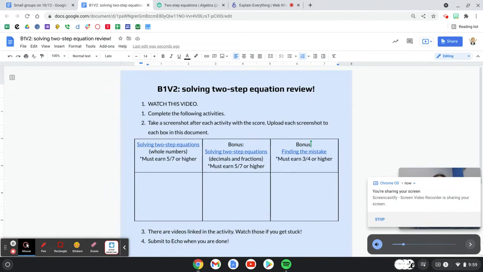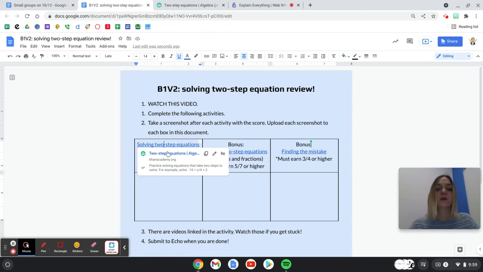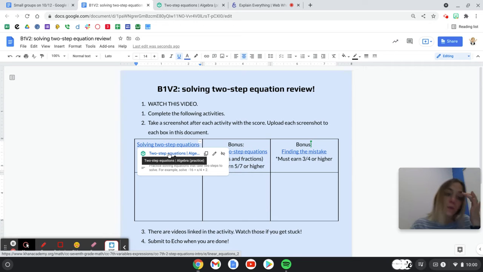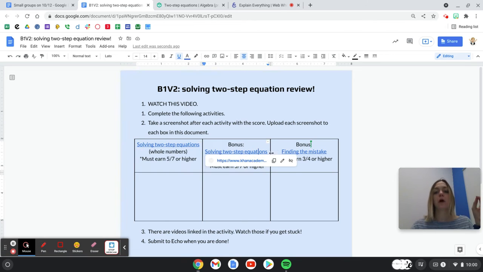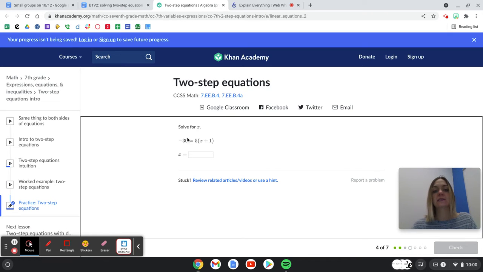Okay, so in this assignment, you do have a chance to earn some bonus points, which is amazing before the quarter ends. But before you have the opportunity to get those bonus points, you're going to have to do this first. So it says two-step equations con. So go ahead, click on that. Once you're finished with this, you have two opportunities to get bonus points. So I'm in con and it says solve for x.